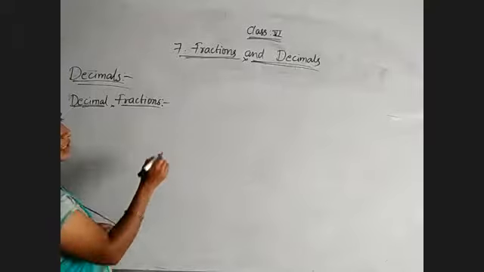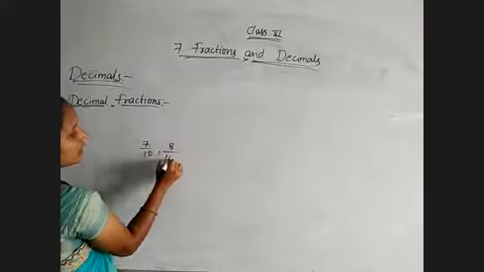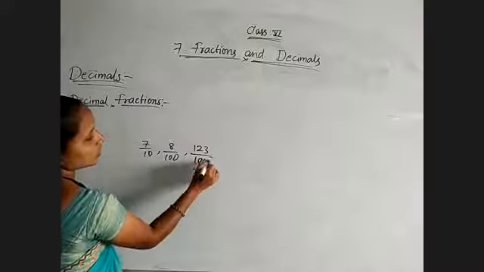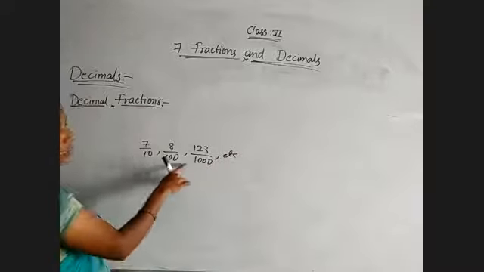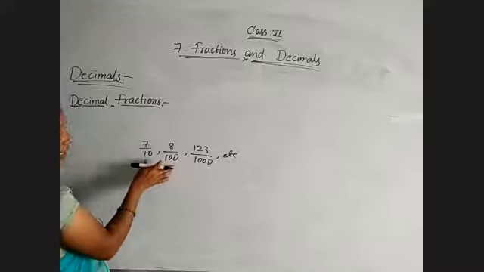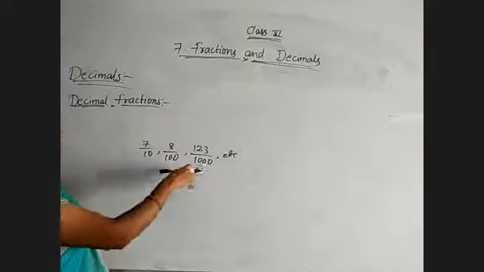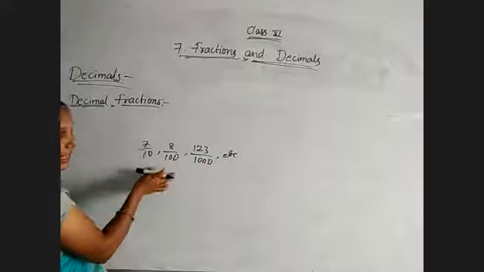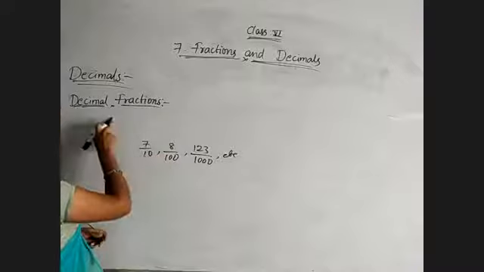For example, 7 by 10, 8 by 100, 23 by 1000, 123 by 1000. So all these have denominators 10, 100, 1000 and so on. Every fraction which has a denominator of 10, 100, 1000 or more, meaning multiples of 10 only, is said to be a decimal fraction.